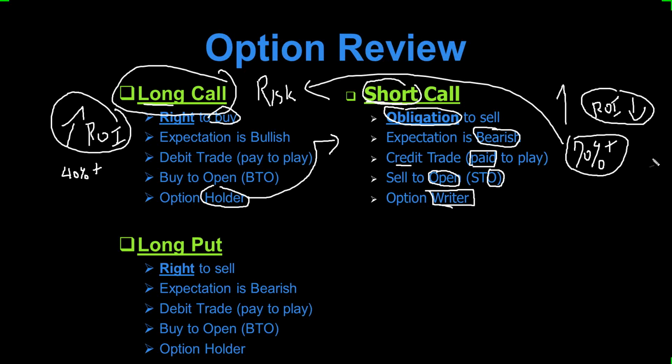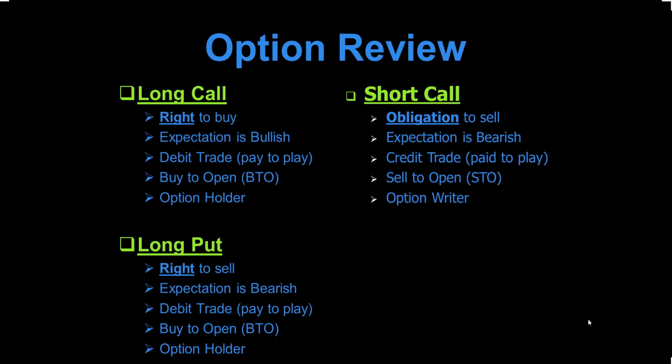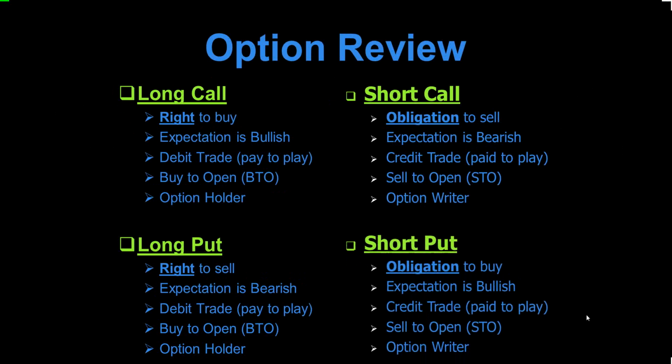The option markets, as we talked about in part one, are very conducive to the mathematics of how these things work. So it's all based on mathematics, and we'll get into this in the Greeks. But this is the short call side. Now let's look at the other one. Let's look at the short put.